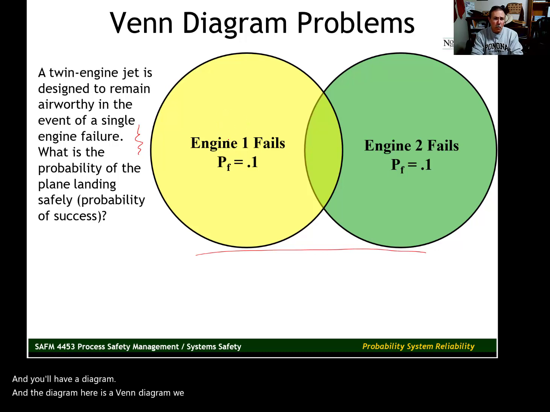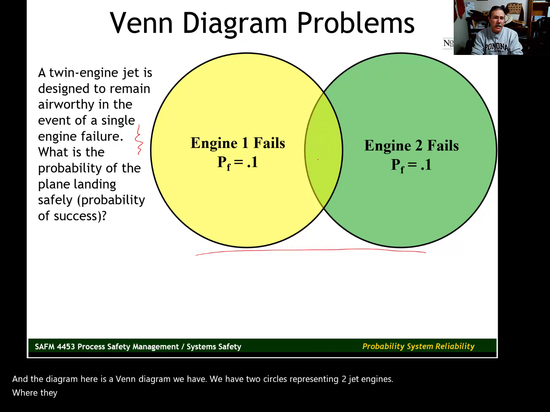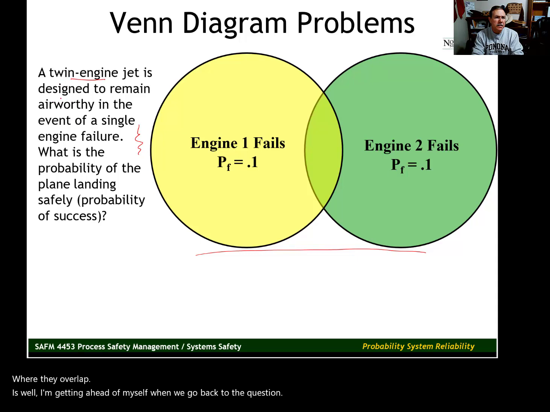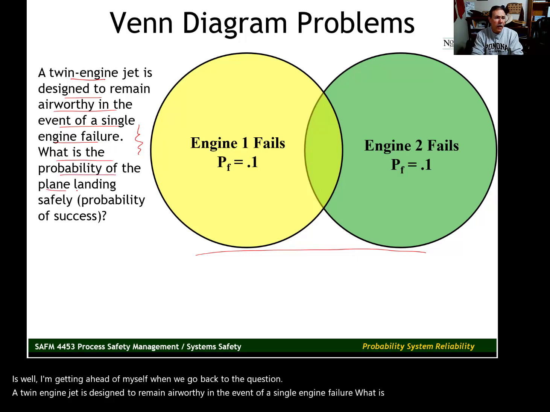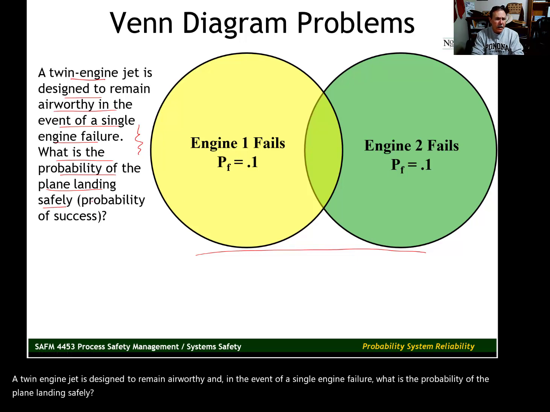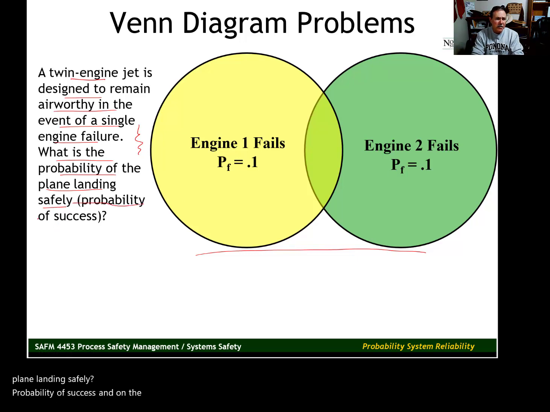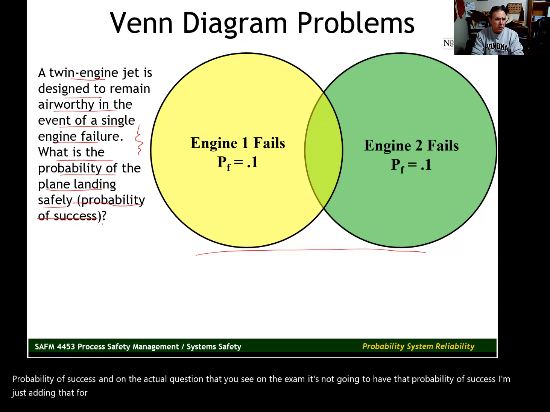We have two circles representing two jet engines. Where they overlap is, well, I'm getting ahead of myself. Let me go back to the question. A twin-engine jet is designed to remain airworthy in the event of a single-engine failure. What is the probability of the plane landing safely? Or probability of success. On the actual question that you see on the exam, it's not going to have that probability of success. I'm just adding that for clarity, for instructional purposes.